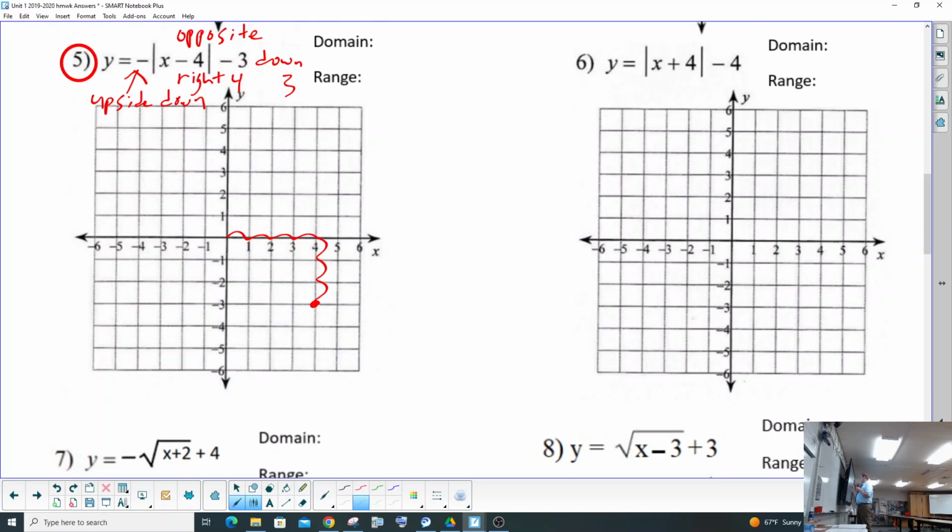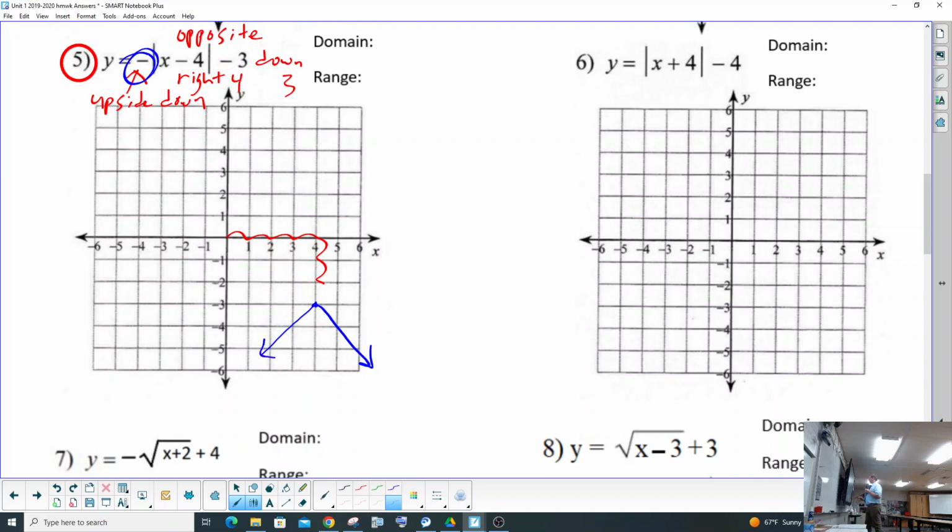So here's where our graph is, okay? And so again, it's right 4, down 3. I was going to go up and to the left, but because of the negative, it's actually going to go down. So right 4, down 3, and then down to the right, down to the left, for a matching graph on Canvas.